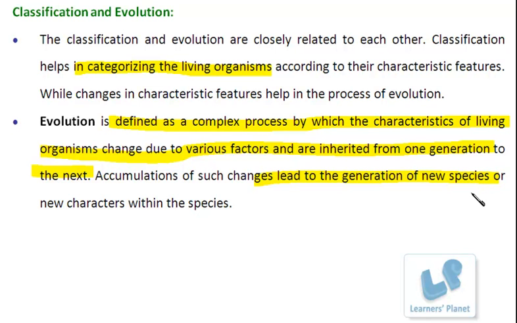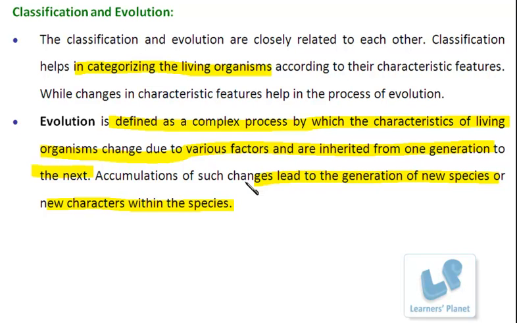Or if I do not consider a new species, then I'm not wrong to say that there may be the appearance of some new characters within the species or within the organism. So this accumulation of change, which change? The change in the genes, right? So such type of altered genes are the base for the process of evolution.